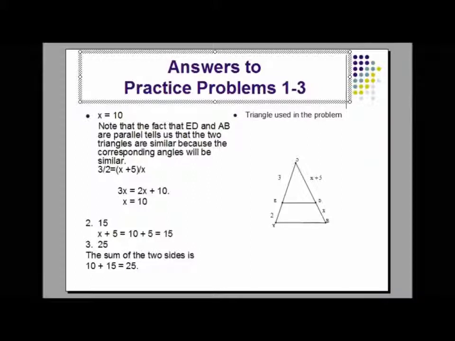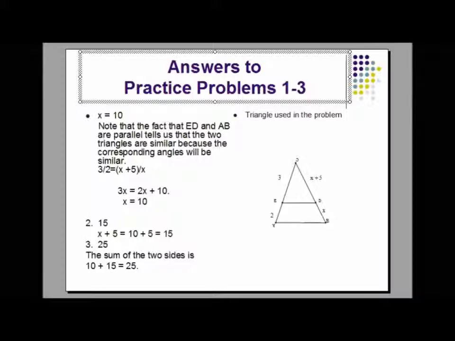When we subtract 2x from both sides, we obtain the answer x equals 10. Now we're asked to find some side lengths. The side length of CD equals 15. That's x plus 5, which equals 10 plus 5, which equals 15.